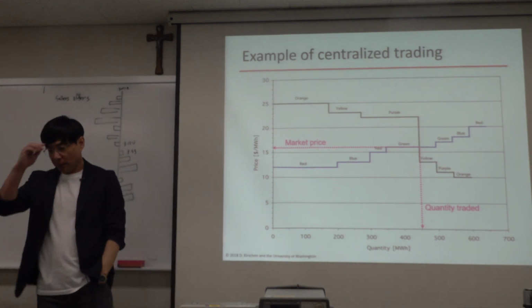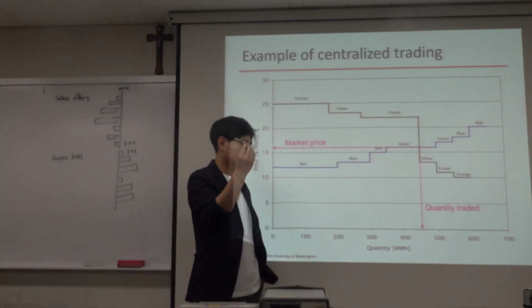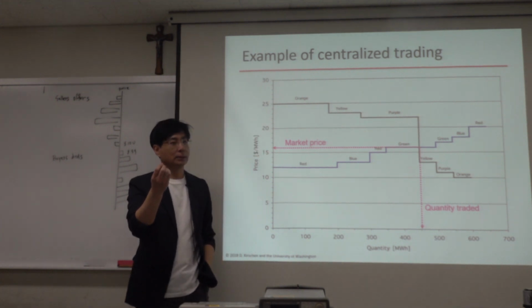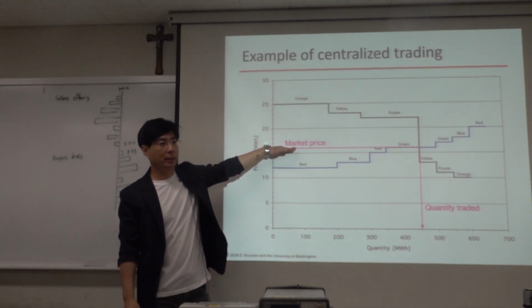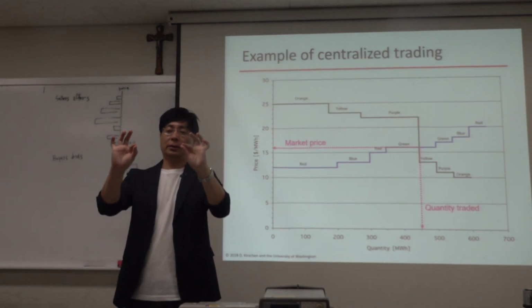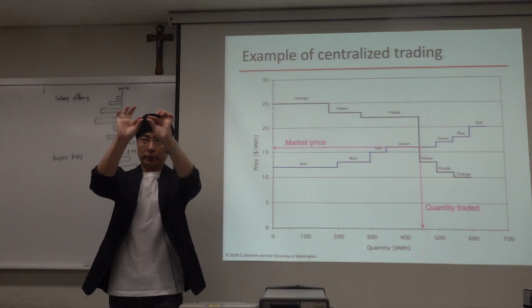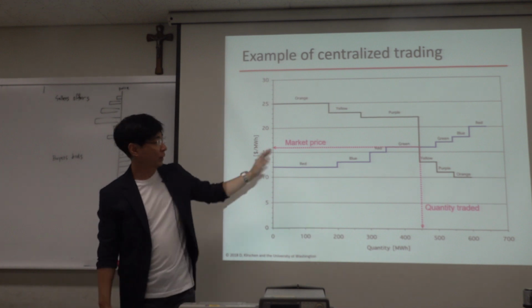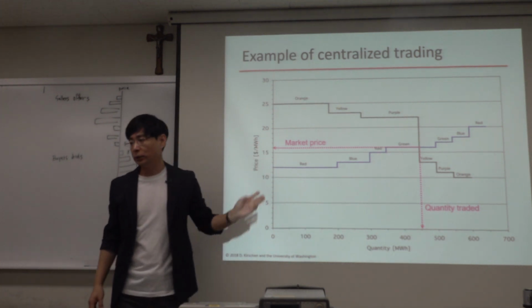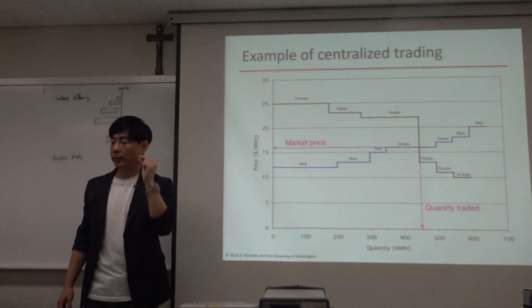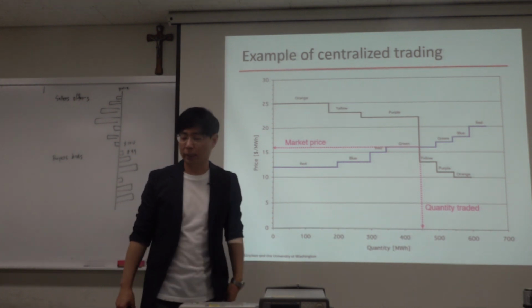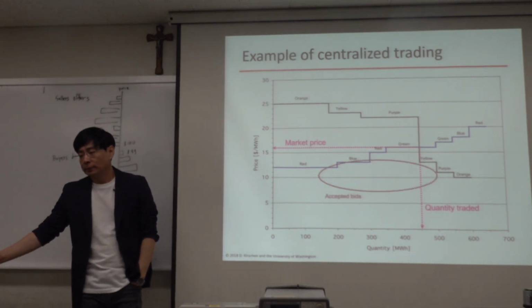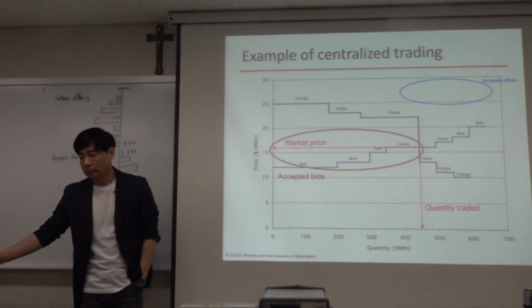Then you may think, why do we need a single market clearing price, the common market clearing price for everybody? In bilateral trading, we have different pairs, and different pairs have different prices. Because this is centralized trading, we have a single market clearing price. Actually, there are pros and cons for each scheme. Yeah, accepted bids and accepted offers.